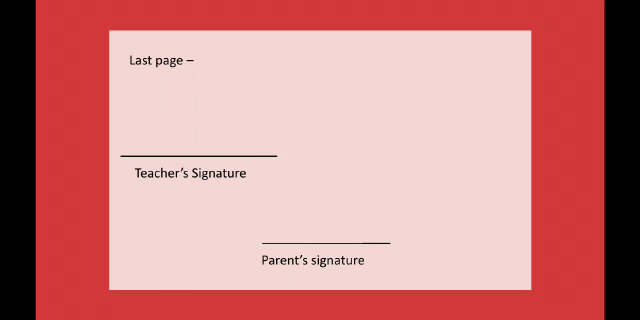Next page will be blank. Last page, you should keep it blank. Only you have to write teacher's signature and parent's signature. Make space for them to do the signature. On last page you will not write anything, only you have to write this.